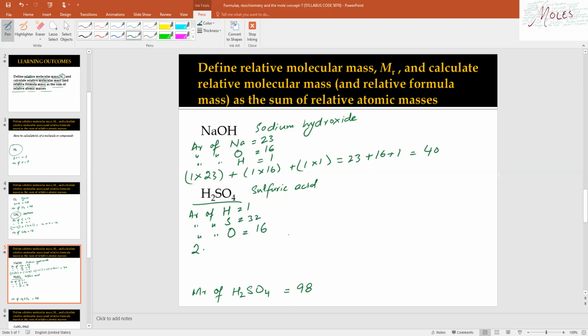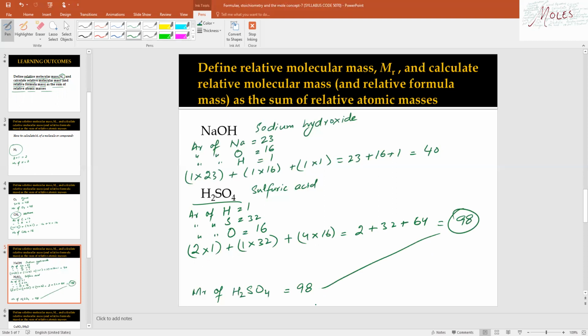Now we'll multiply 2 by 1, 1 by 32, 4 by 16. We will get 2 plus 32 plus 64. If you add these, you will get 98.